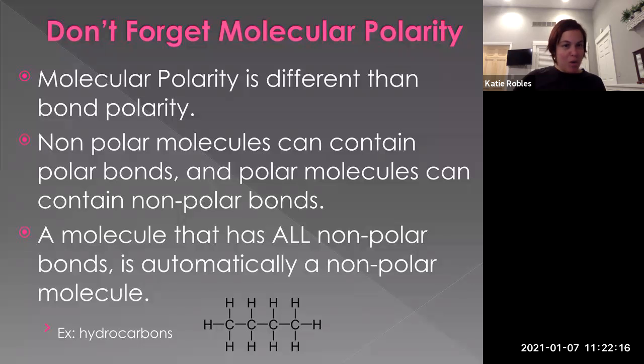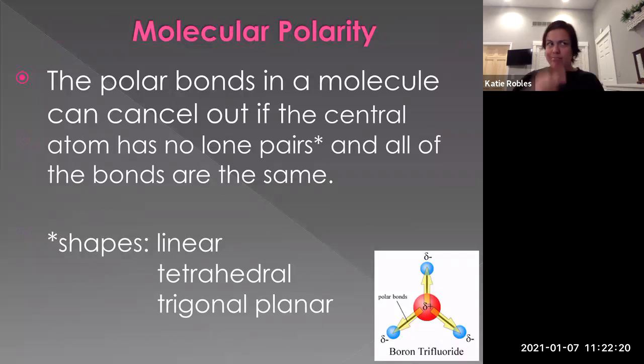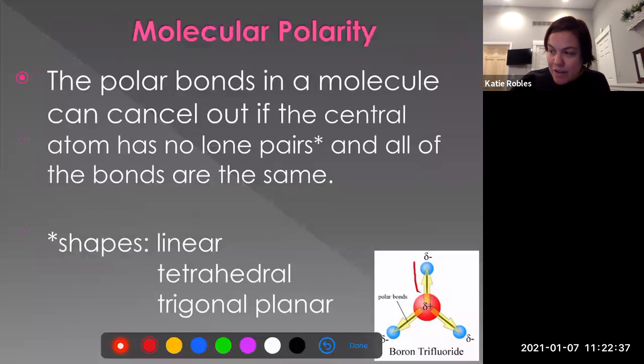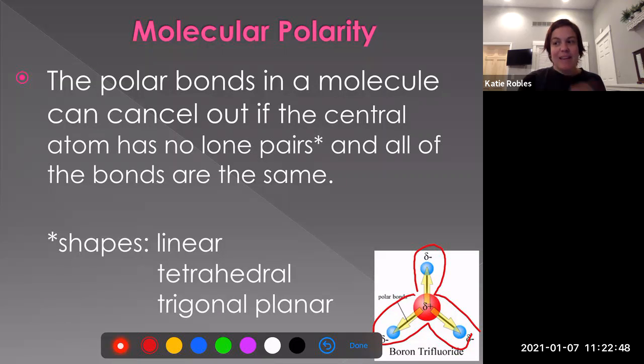I promise you it's non-polar in every way, shape, and form. And if you're wondering about that one that we did before, I'll tell you about gray area in a second. The reason that this is, and this is what I was talking about earlier with Sally, the polar bonds in a molecule can cancel out, right? So this is what's going on here. You might have 3 polar bonds, but it's symmetry, right? It's all about symmetry, so they cancel out. So the shapes that have potential to be non-polar are linear, tetrahedral, and trigonal planar. And that's because there are no lone pairs on that central atom.